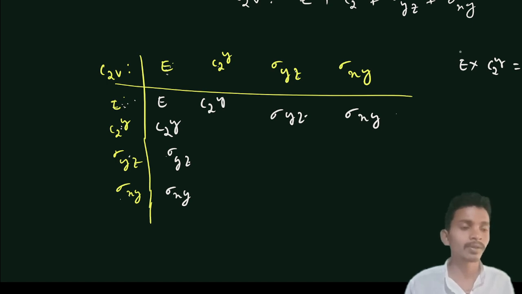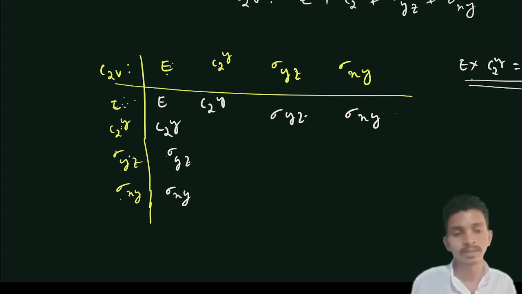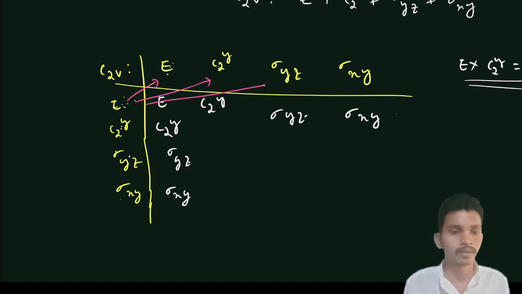So we know that for a group, the condition that has to be satisfied is that it has one element E which commutes with all the elements, and after multiplying we get the same value. So that should be there for a group to be a point group. Okay, so E is there, so you have to get the same values like E, C2, sigma yz. So we are multiplying E with this, so we will get the same values.